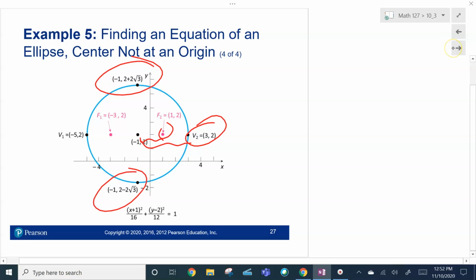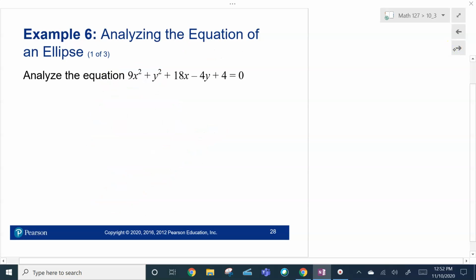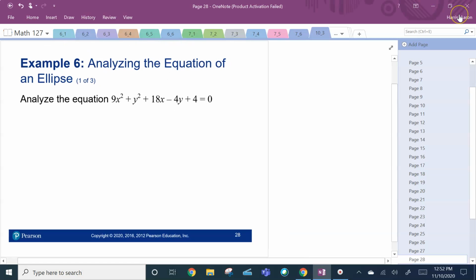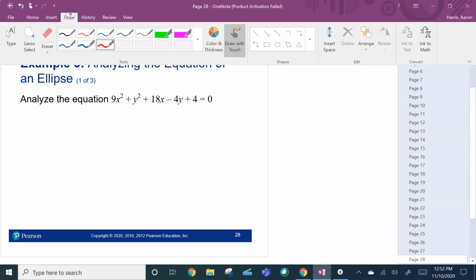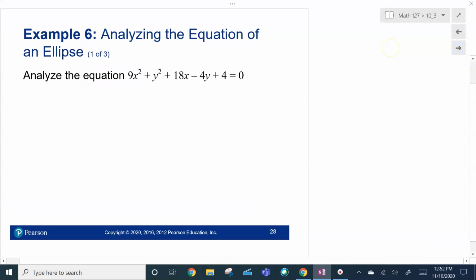All right, let's do one where we have just this. It's not in any sort of standard form here, so we have to analyze it before we can even figure out, oh, this thing is an ellipse and I can actually do something with it, draw it and get an equation and so on.